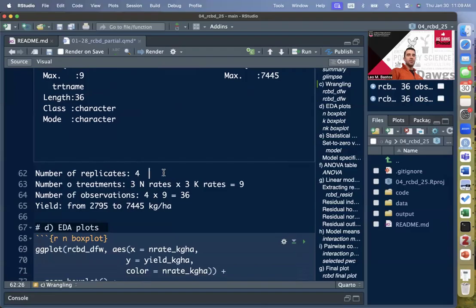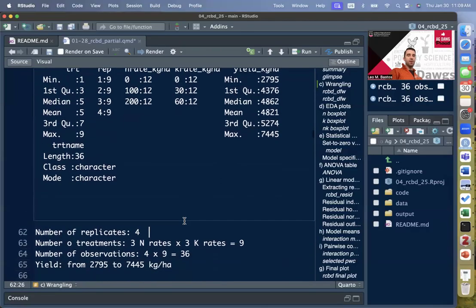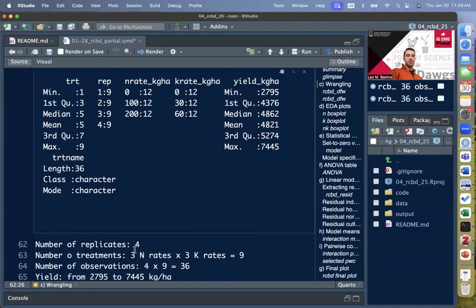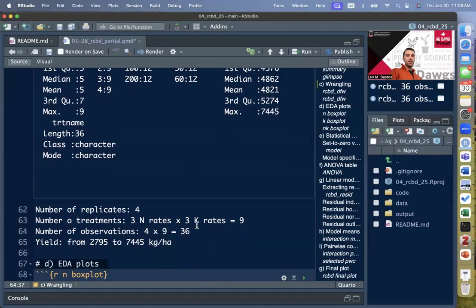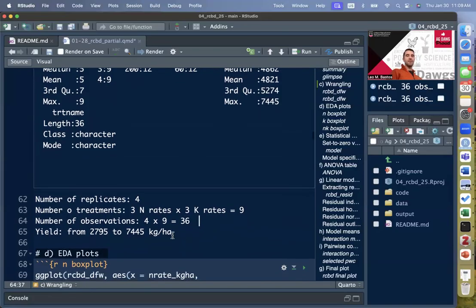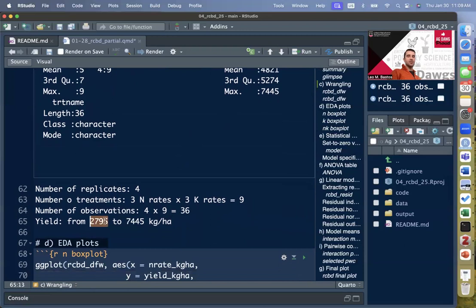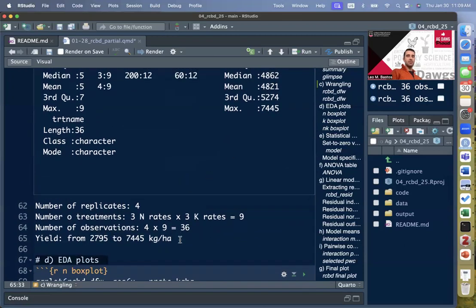So this is what we would expect. We know that we have 4 replications. We have a total of 9 treatments, so 3 nitrogen rates, 3 potassium rates, and all combinations of them, for a total of 36 rows, 36 true replicate information, right? 36 degrees of freedom we're going to have in our analysis. And then just a quick summary of yield and how that is varying.